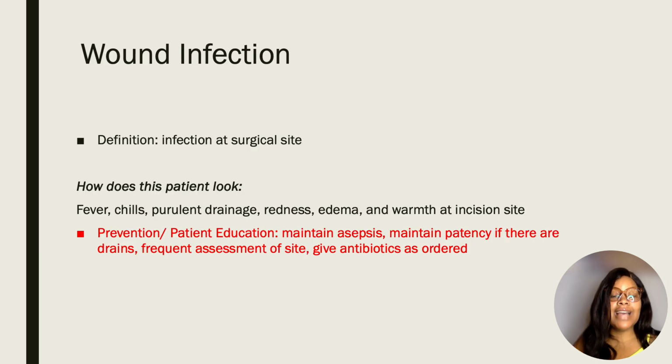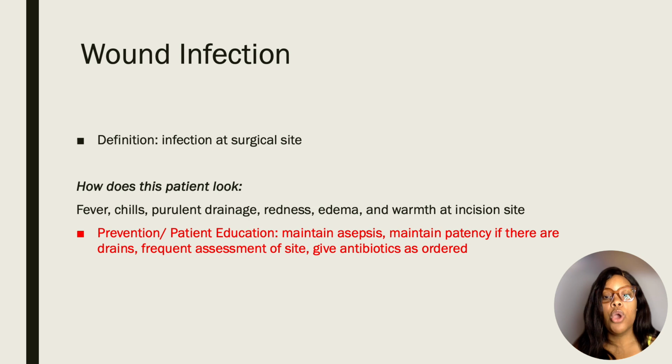All right, so the next complication is a wound infection. So this is an infection at the surgical site. So the patient may experience fever, chills. At the actual surgical site, they may have purulent drainage coming from it. It may be red, it may have some edema around it, and it may also be warm to touch.